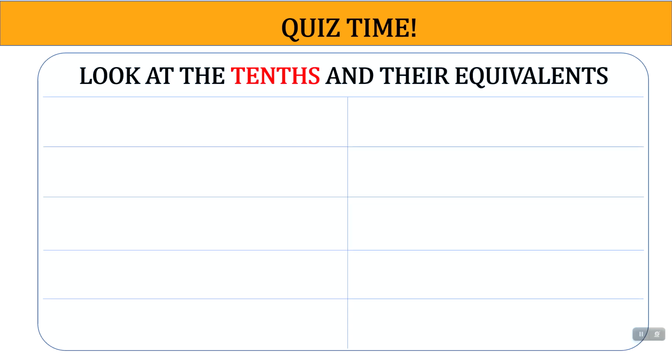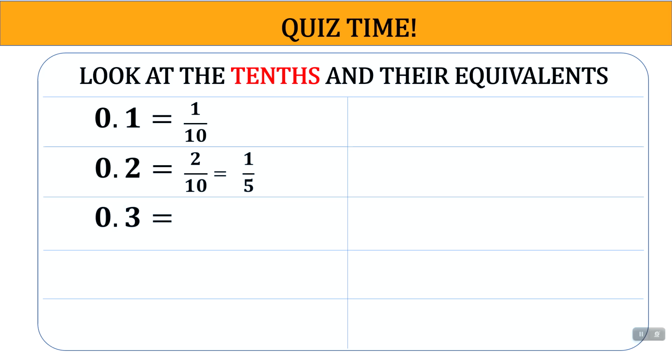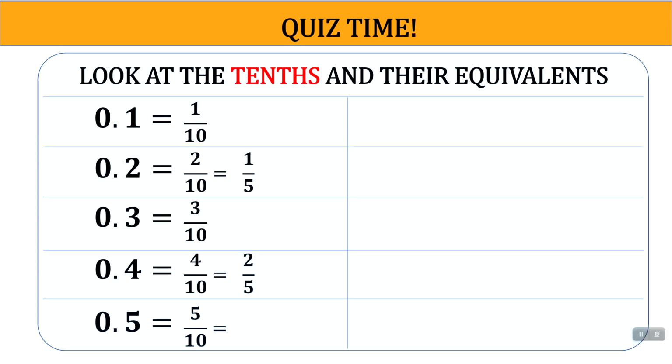Let's quickly look at the tenths and their equivalents. 0.1 is 1 over 10. 0.2 is 2 over 10, which can reduce to 1 over 5. 0.3 is 3 over 10. 0.4 is 4 over 10, which can reduce to 2 over 5. 0.5 is 5 over 10, which can be reduced to 1/2. 0.6 is 6/10, which can be reduced to 3 over 5.